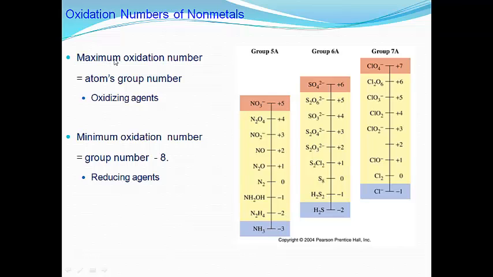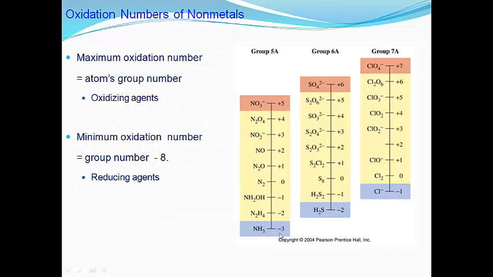Now the first rule says that the maximum oxidation number of the nonmetal is equal to the atom's group number. So in group 5A, we have all of our species having nitrogen, and we want to use the oxidation number to tell us something about the oxidizing or reduction potential of that species. So when we look at, for example, the nitrate, we see that the maximum group oxidation number is 5, and therefore in the nitrate N is +5.